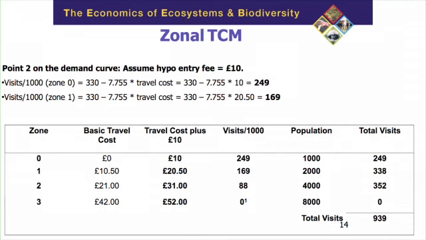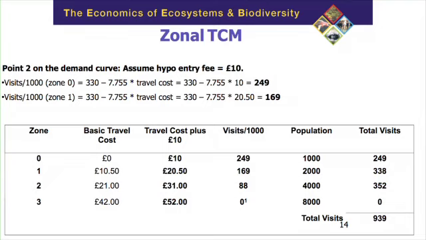Sorry. So if we think about people in zone 0, this is our trip generation function here: 330 minus 7.75 multiplied by travel costs. And for zone 0, the travel cost is our £10 here for the hypothetical. So we're adding an extra £10, and that will give us 249 trips. So by working through the trip generation function and saying if the travel cost is £10, we will get 249 trips for zone 0. So that's that first bit in this table.